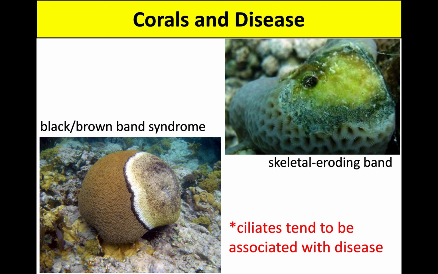Here are some of the diseases that I had mentioned previously about their impacting the corals. Ciliates tend to be associated with these diseases. These are things that are closely related to animals. They're a type of protist that has cilia surrounding the surface.